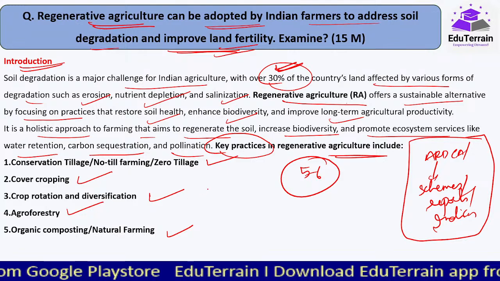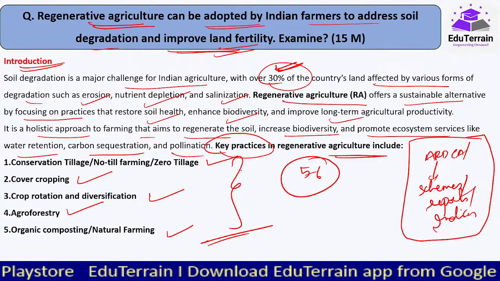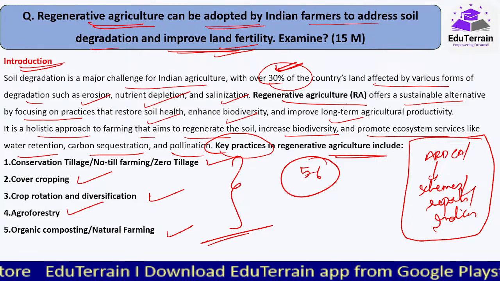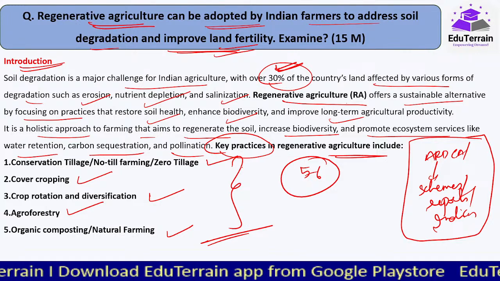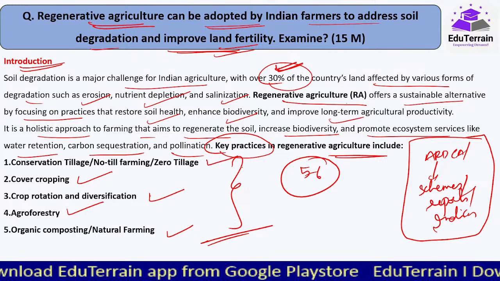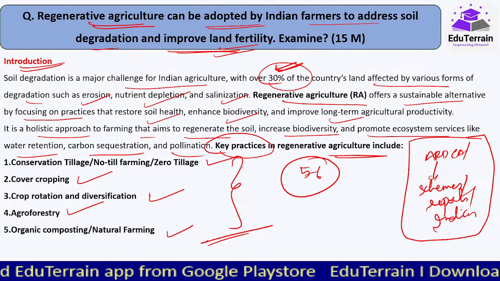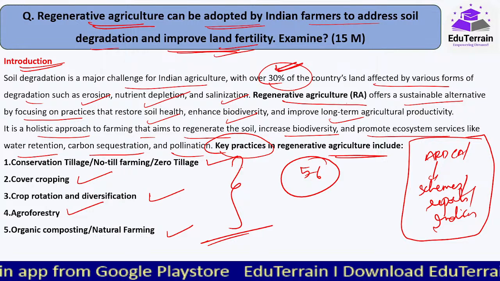So with this we are through with the introduction part, where we have focused on major points. What are they? One, we have shown what is a major problem being faced by Indian farmers. Two, we have shown how regenerative agriculture can offer a sustainable solution, which the statement itself is saying.